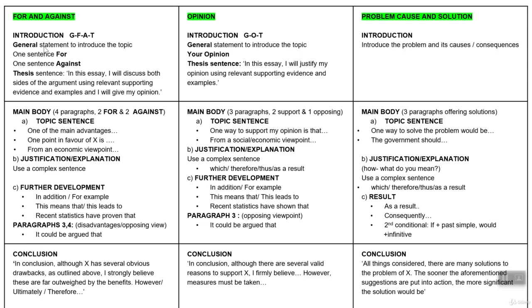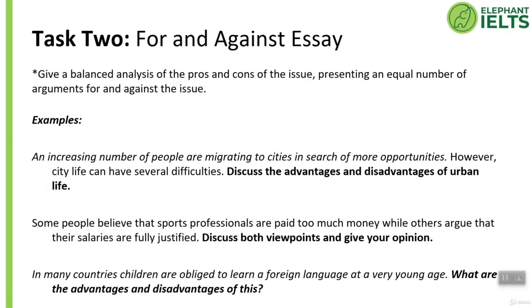The for and against essay asks you to discuss the advantages and disadvantages of a topic or two opposing viewpoints. The question will say something like, discuss the advantages and disadvantages of this, or what are the benefits and drawbacks of this issue, or discuss both sides of the argument. So you know when you read the question that you should follow this structure. And you must present an equal number of paragraphs for each side of the argument in order to have a well-balanced argument. These are some examples of for and against essays.